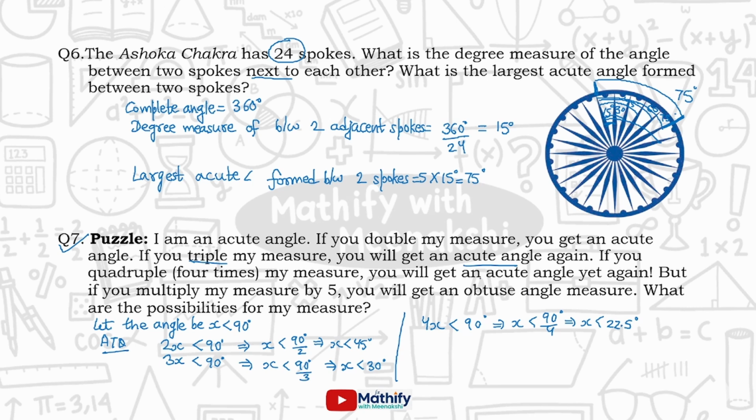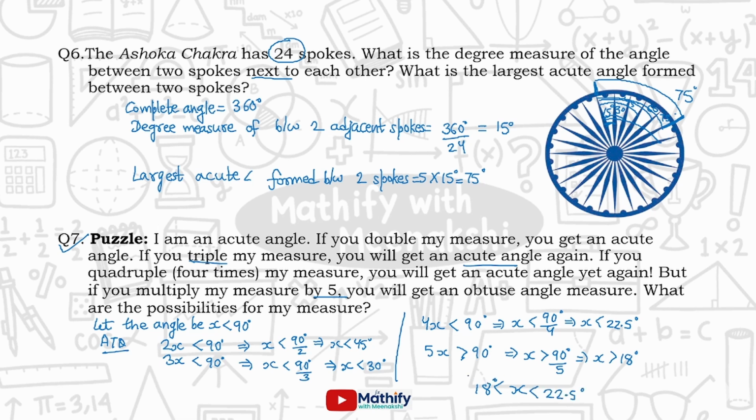Now let's see the next condition. But if you will multiply by 5, when you will multiply by 5, now it's an obtuse angle. Now it's more than 90. So from here you can say that x is more than 90 by 5. And what is 90 by 5? That's 18 degree. So now you know that your angle is between 18 to 22.5.